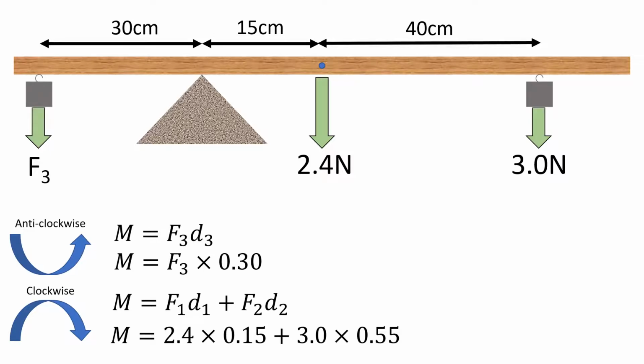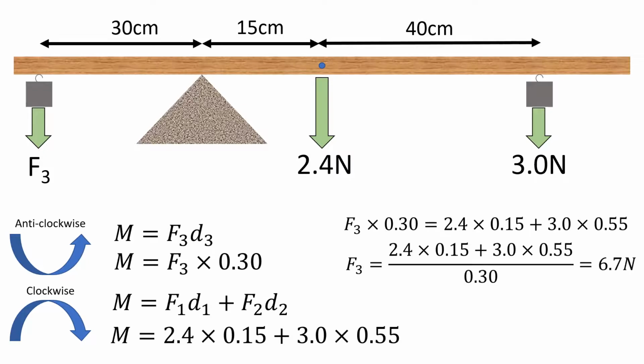And here's the thing to notice. 0.55 is the distance from that weight to the pivot, so that's 40 centimeters plus 15 centimeters. Once we have both of those, if we know this is in equilibrium, we can simply say that the anti-clockwise moments equal the clockwise moments. And so here we now have a full equation. We can collect the terms together and make F3 the subject of the formula, and that gives us 6.7 newtons. So the weight of F3 must be 6.7 newtons.